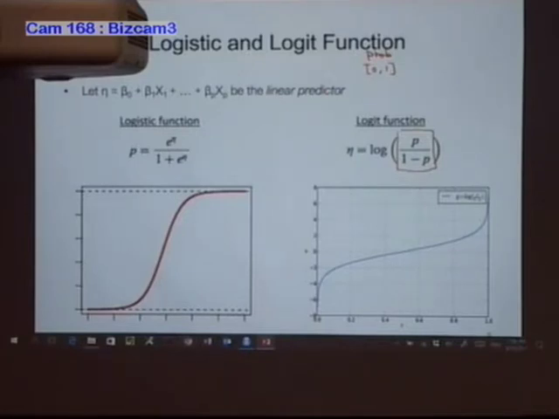What do we call this? Nobody knows. This is the odds, right? The probability of this thing happening versus the probability of this thing not happening. That's the odds, right? Let me make up an example.